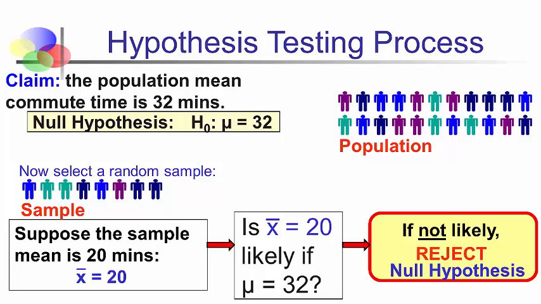Suppose the sample mean x bar is 20. With hypothesis testing we are considering whether a sample mean of 20 is likely given a population mean of 32. In this case, we would determine that it is unlikely and reject H0. It is more likely that the population mean is closer to the sample mean of 30.